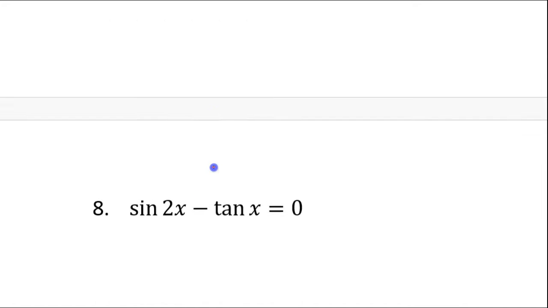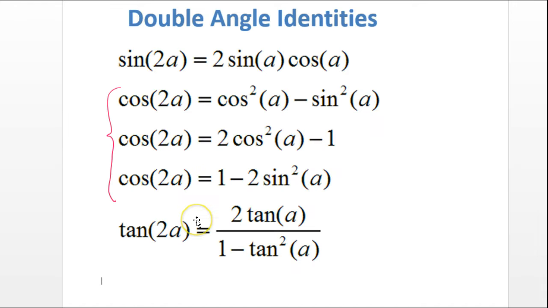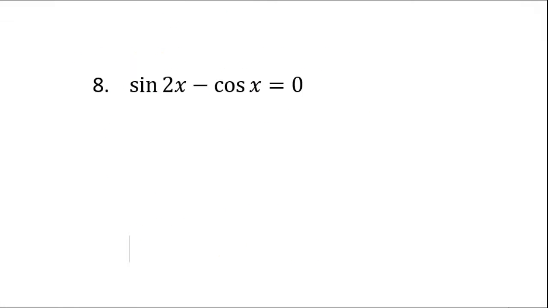Okay, let's keep going. Number 8, I see that we have sine of 2x. So again with the double angle situation. So I look and I see that sine of 2x is equal to 2 sine x cosine x. So I'm going to make that substitution right here.